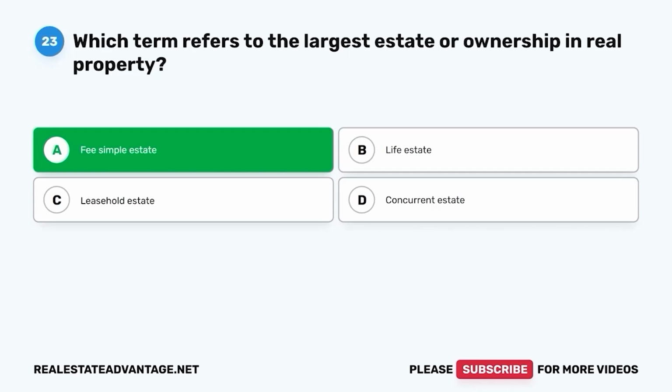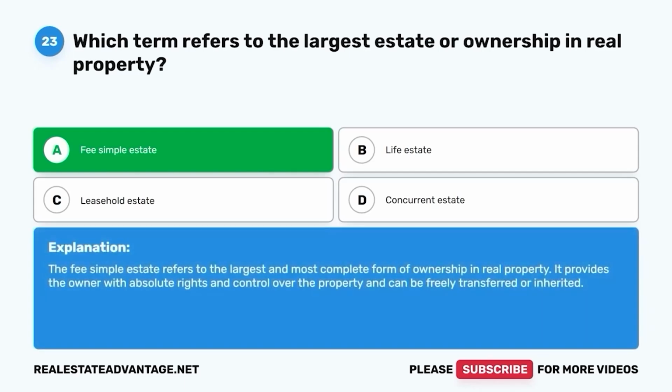Fee simple estate. The fee simple estate refers to the largest and most complete form of ownership in real property. It provides the owner with absolute rights and control over the property and can be freely transferred or inherited.